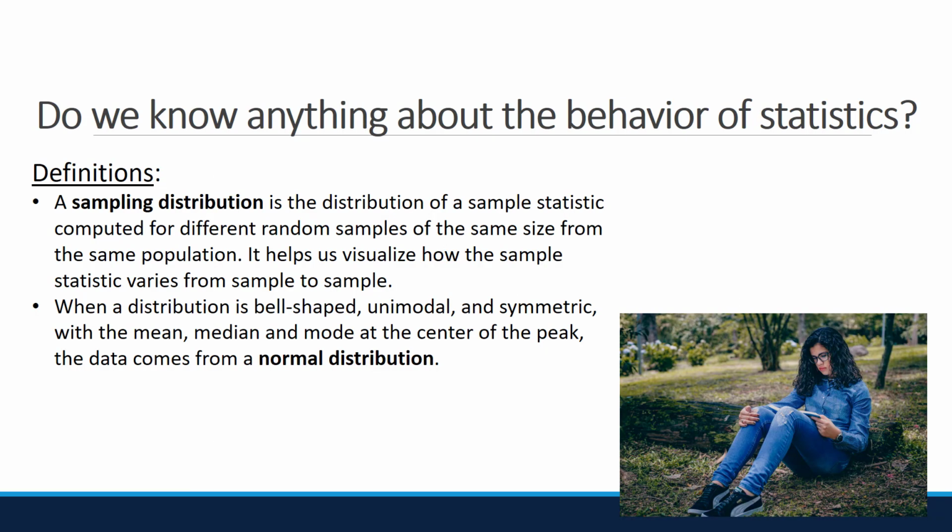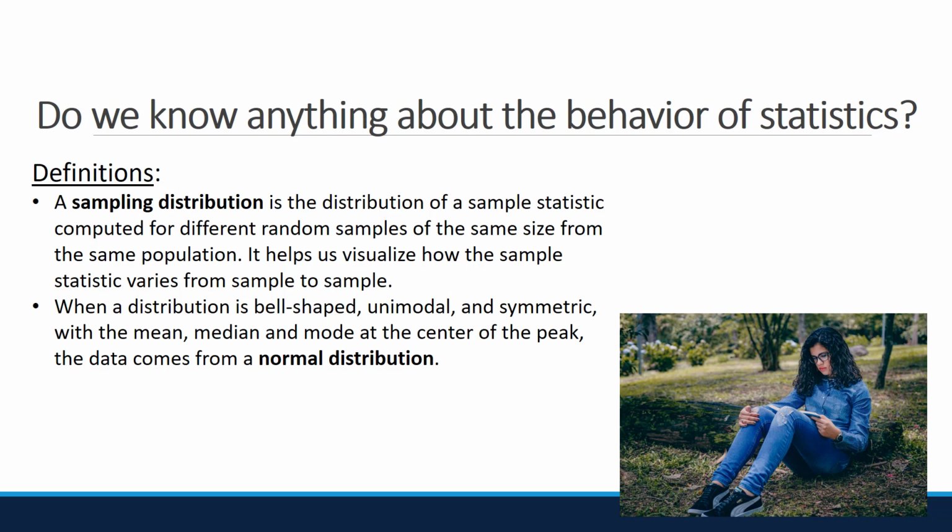Definitions. A sampling distribution is the distribution of a sample statistic computed for different random samples of the same size from the same population. A sampling distribution consists of all possible statistics and how often these statistics occur. It helps us visualize how the sample statistic varies from sample to sample. The above simulated sampling distribution was created as a dot plot. We could have just as easily used a histogram.